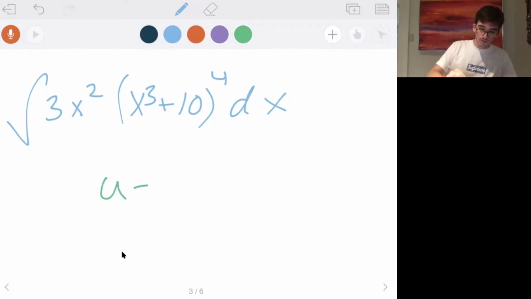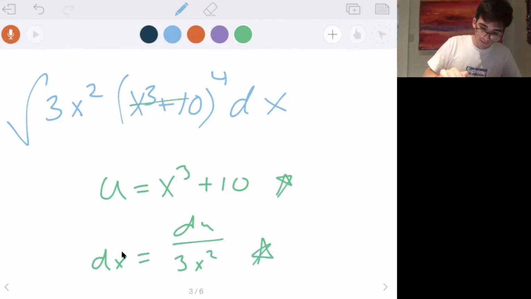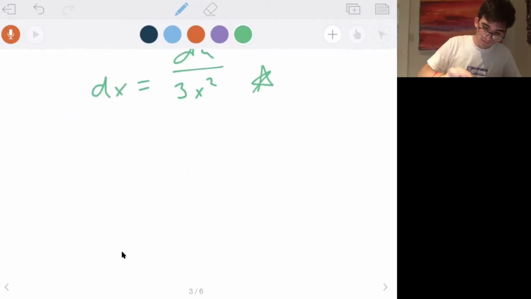So u equals x cubed plus 10. Next step is to figure out what dx equals. Dx, if you remember, is du over the derivative. So dx equals du over 3x squared, the derivative of u. Okay, now that you have these two things, you're ready to make all your substitutions. So this right here becomes u, and dx becomes du over 3x squared. I'm just going to rewrite that a little bit nicer.